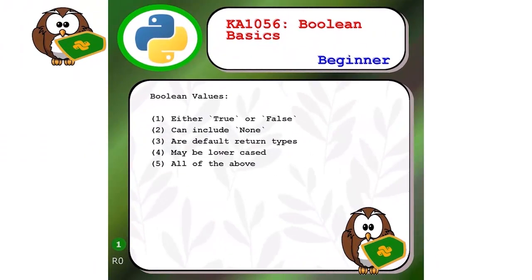Looking at the Boolean basics now as well, so as to say that Boolean values are either 1, true or false. 2, can include none. 3, all default return types. 4, Boolean values may be lowercase, or 5, all of the above.